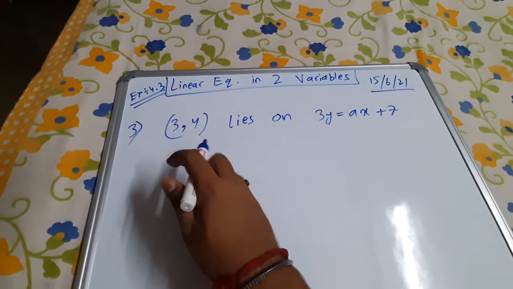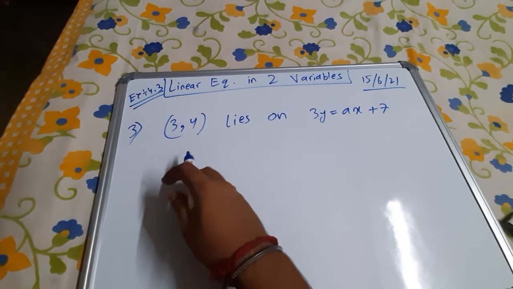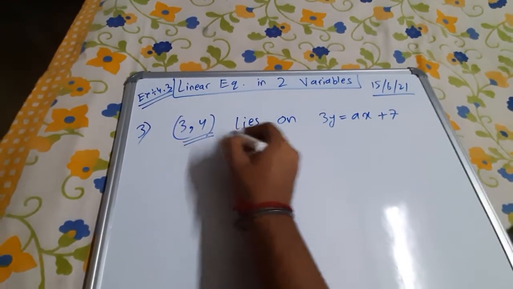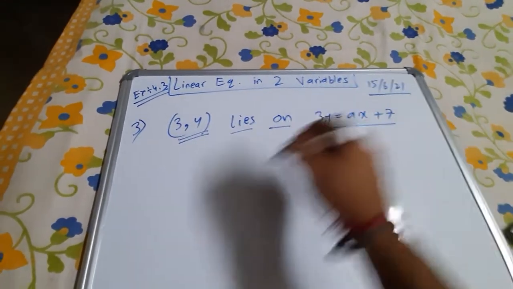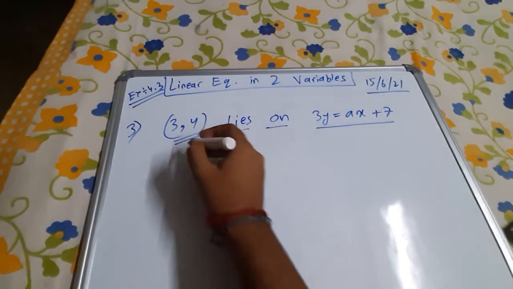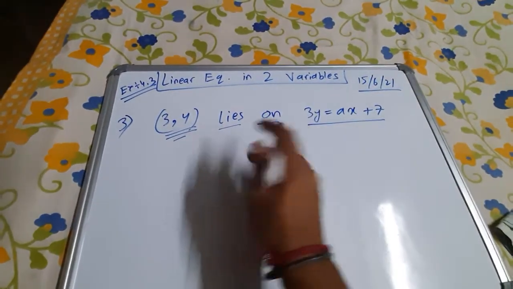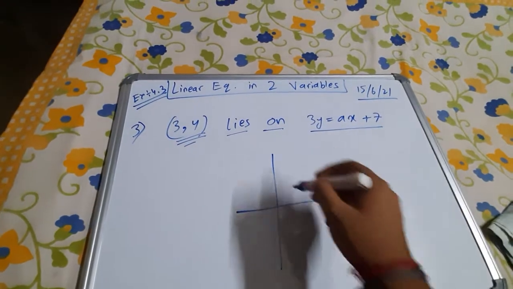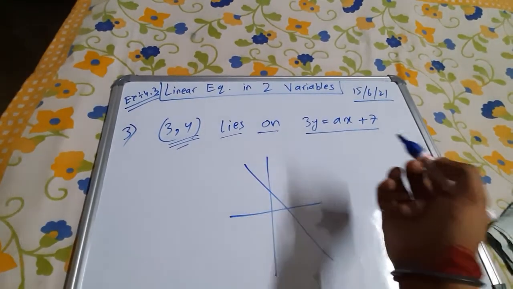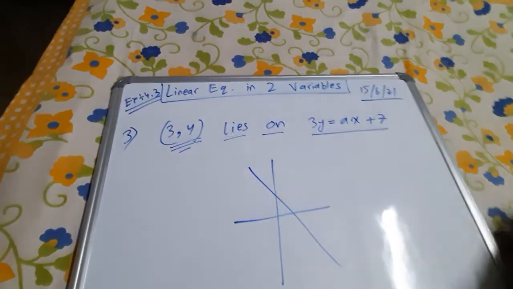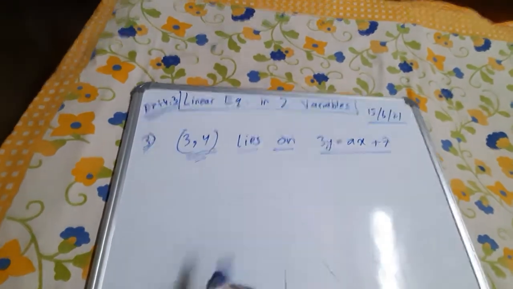Okay, so our next sum will be number 3, where it is told that the point 3 comma 4 lies on the graph of this equation. If the point 3 comma 4 lies on it, it is as simple as that, if you draw a graph of this equation. So the point 3 comma 4, where will the point 3 comma 4 be? Let me draw it a bit more clearly.